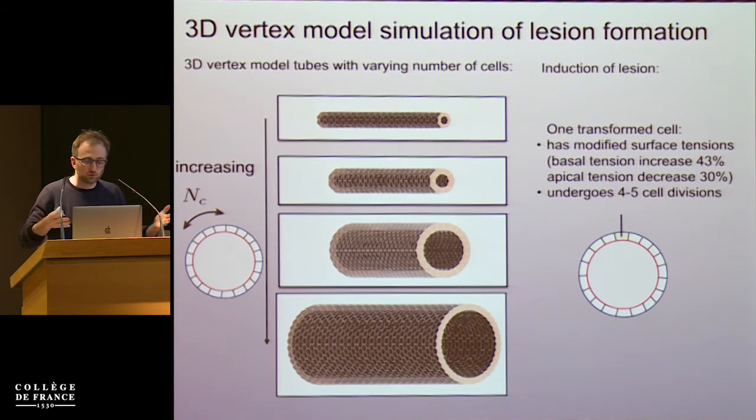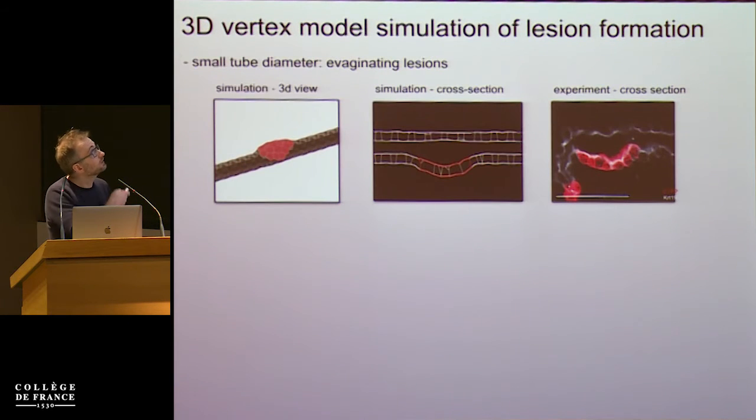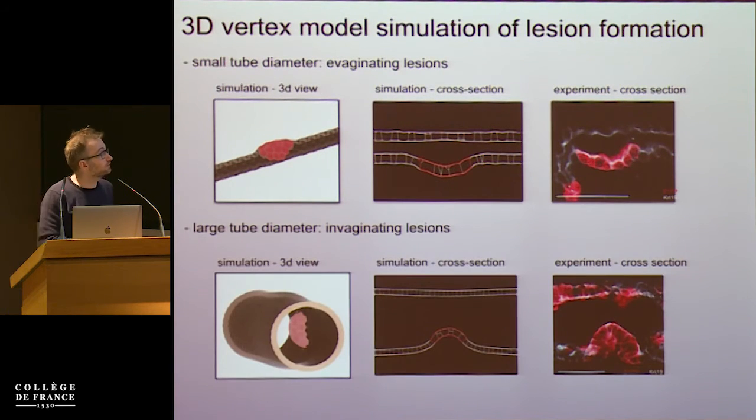And then we say now this cell is proliferating and undergoes a few divisions. Okay, so we have essentially no other parameters, and then we just run the simulation, and we see the same thing as in experiments. In small tubes, we get these outgrowing tumors, whereas in large tubes, we get these tumors that grow inside.